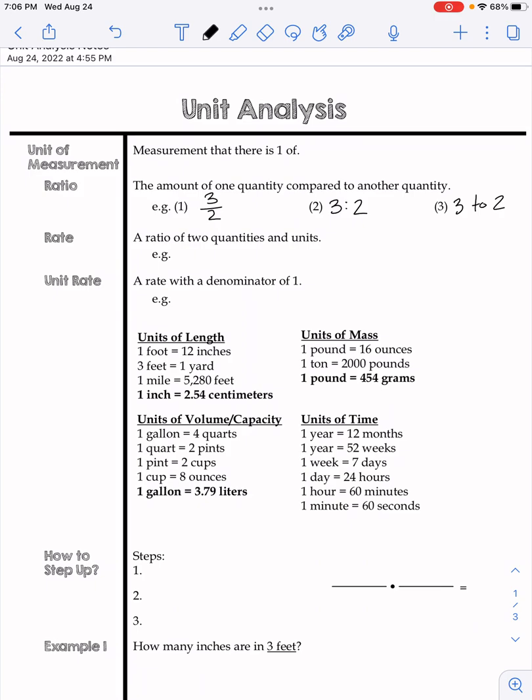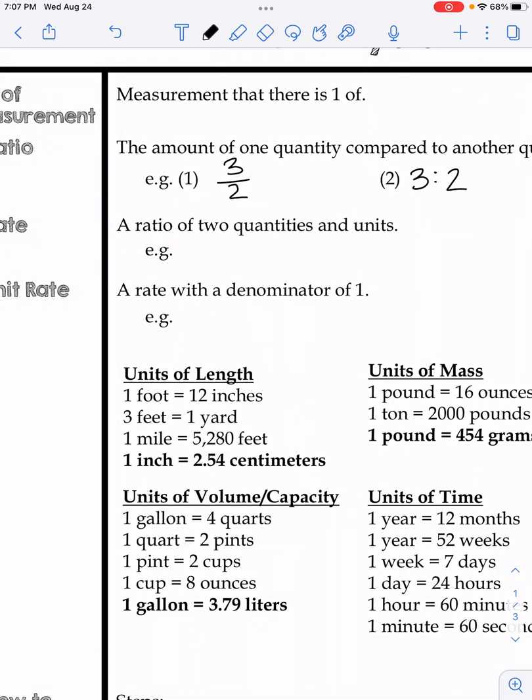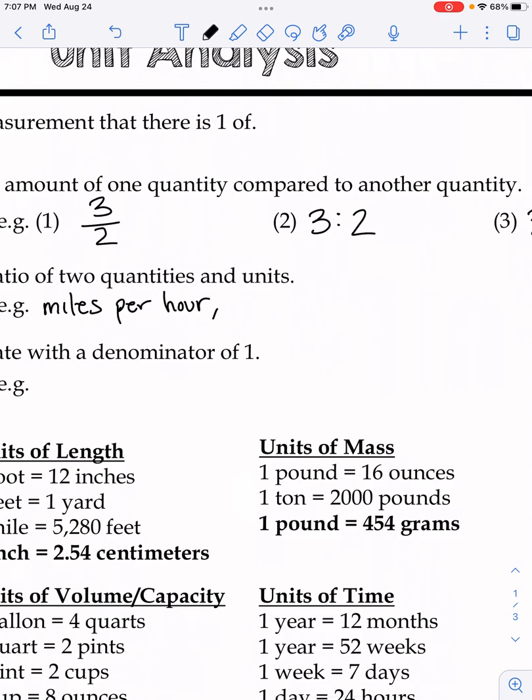A rate. So this is using ratio. It's a ratio of two quantities in units. So an example here, I think one that we're mainly familiar with, is miles per hour. Right. So that is 2 units there. Miles, a measurement of distance. An hour, a measurement of time. What else could we say? I guess we could also use other things. We could use kilometers per hour.